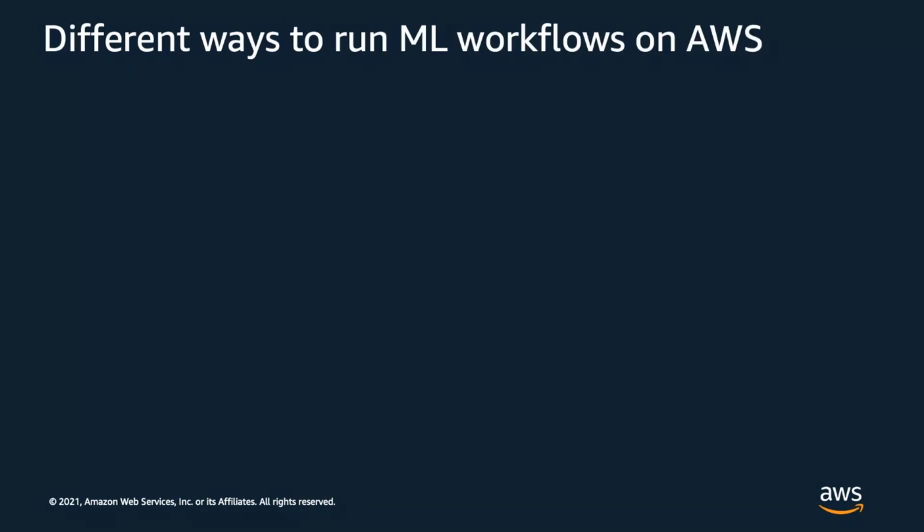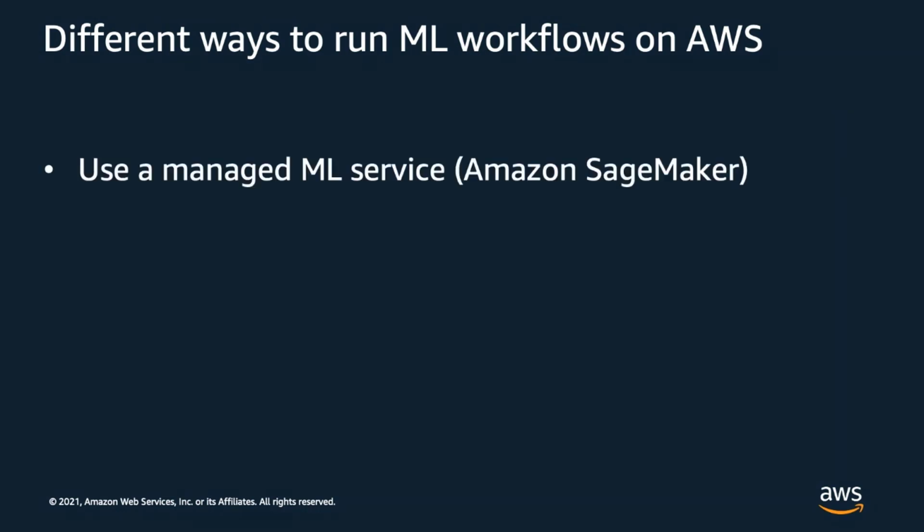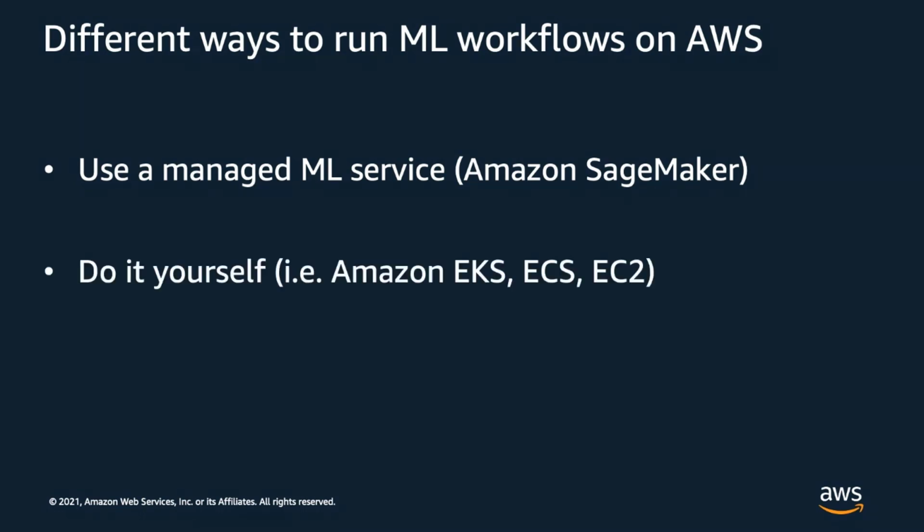There are a few different ways to run your machine learning workflows here at AWS. You can use a comprehensive managed service such as Amazon SageMaker. SageMaker offers a ton of great features and helps you to build, train, and deploy high-quality machine learning models quickly. Alternately, you can take a more do-it-yourself approach using services such as Amazon EKS, ECS, and EC2. This is the approach we'll be taking today.